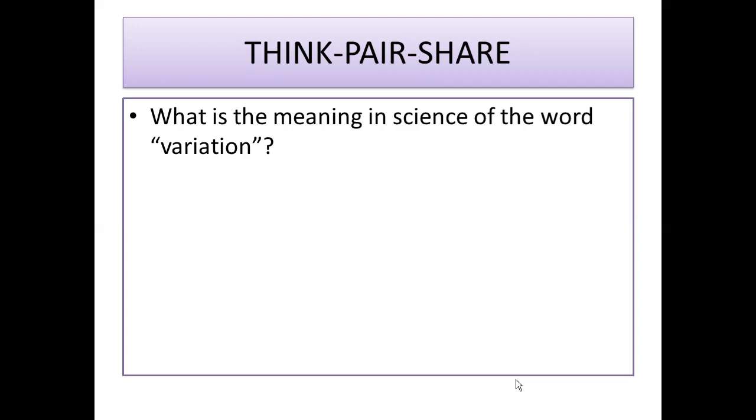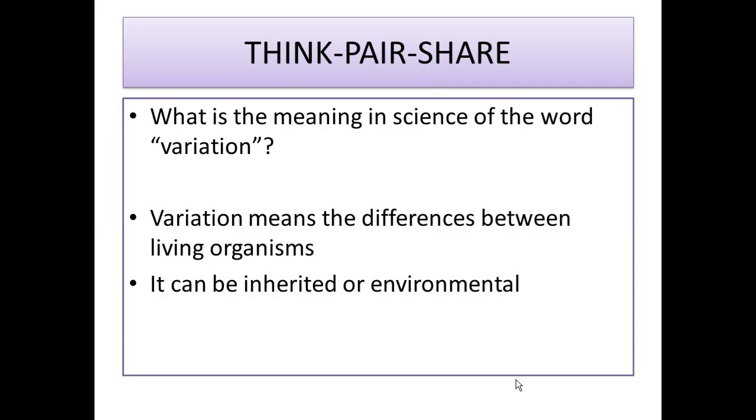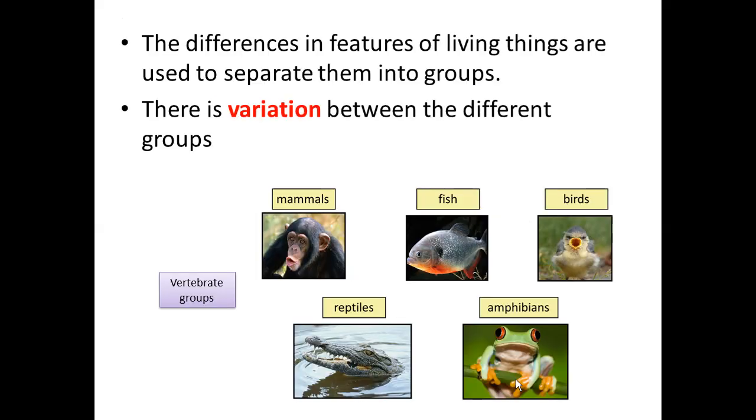So what is the meaning in science of the word variation? Variation means the differences between living organisms. It can be inherited or environmental. So when we first studied variation, we said that it is used to separate living things into groups. We also said that there is variation between different groups.